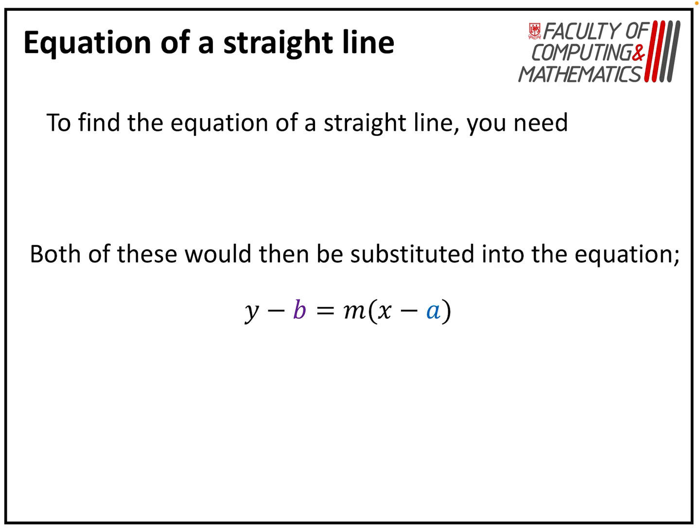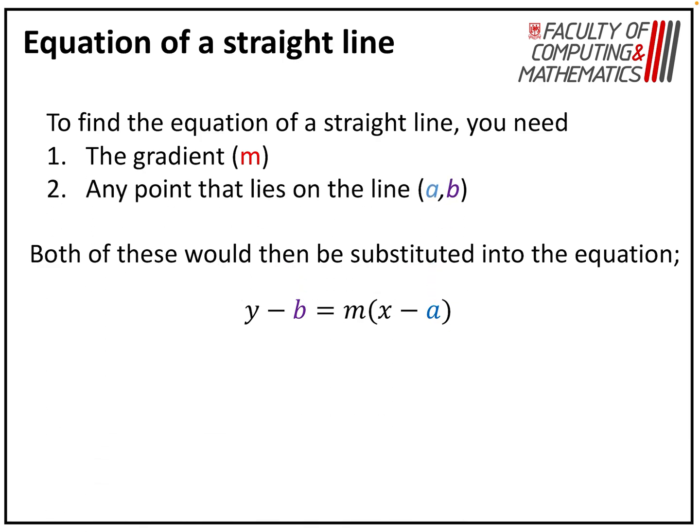So, equation of a straight line. I know I've already hit on this, but I want to just go back over it, just in case there's anybody that's confused. So, to find the equation of a straight line, it's y minus b equals m bracket x minus a, you would need a point and a gradient. Okay, and it would be substituted into the line. I've colour-coded it to help you.